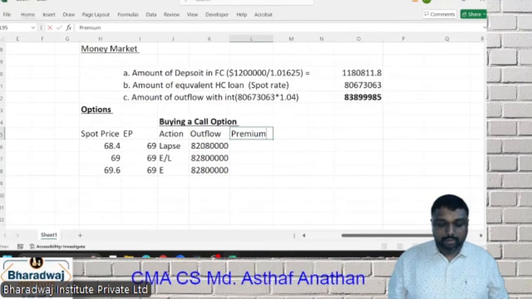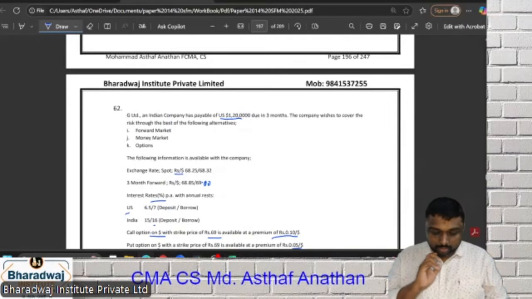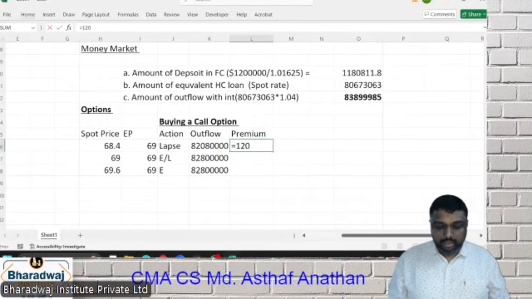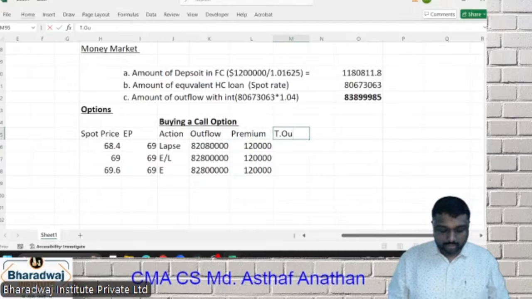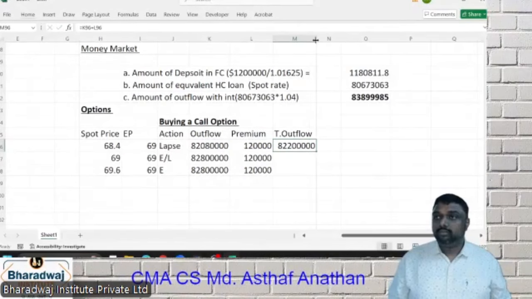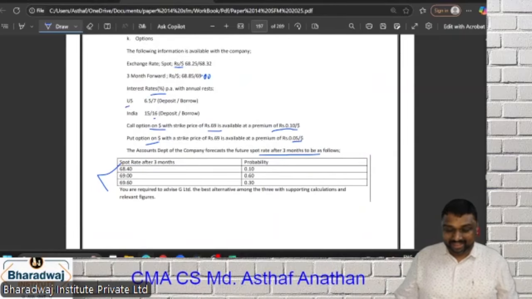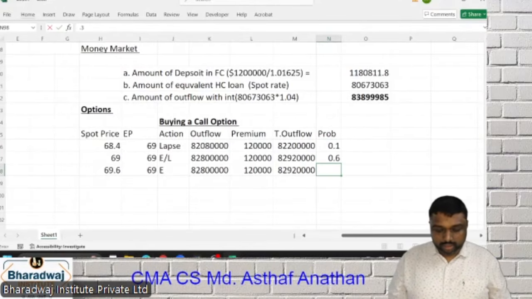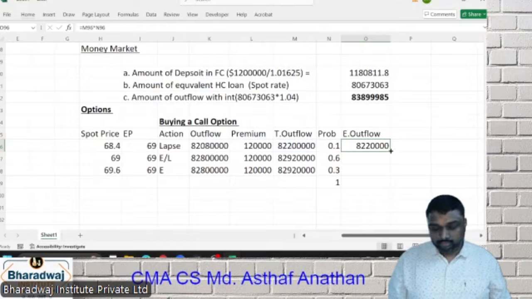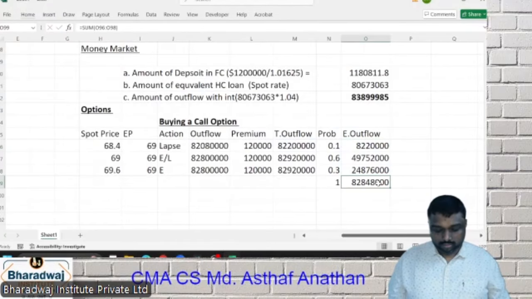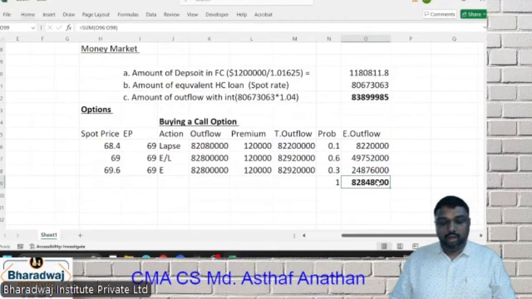Apart from that, you have to pay a premium. What is the premium you have to pay? Premium you have to pay is $0.1 per dollar. So 1,20,000 dollars, and 0.1 is the premium amount. So what is our total outflow? Total outflow will be this, you have to add both. There is also a probability. So what is the probability? Why probability? Because there cannot be just one price now. So 0.1, 0.6, 0.3. Total of the probability must be 1. So you can get the expected outflow. Now you can go with this option. So this is the expected outflow under the call option.